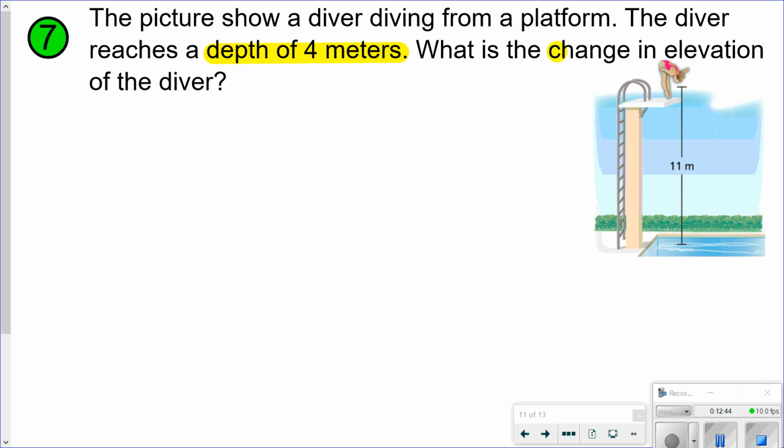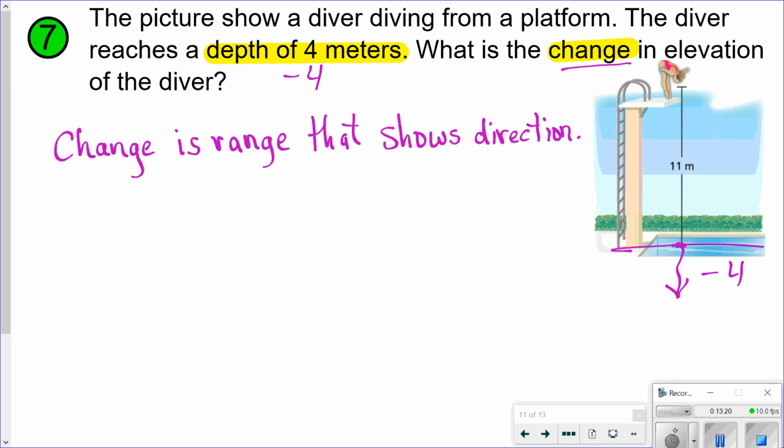So there's a couple of things that we want to make sure we understand. Depth and the word change. The word depth is a negative 4. That means when she dives and hits the water over here, she actually goes down 4 feet below the surface. So that's going to be a negative 4, starting right there at the surface. The word change, we definitely need to write in our notes what that means. Change is range that shows direction.